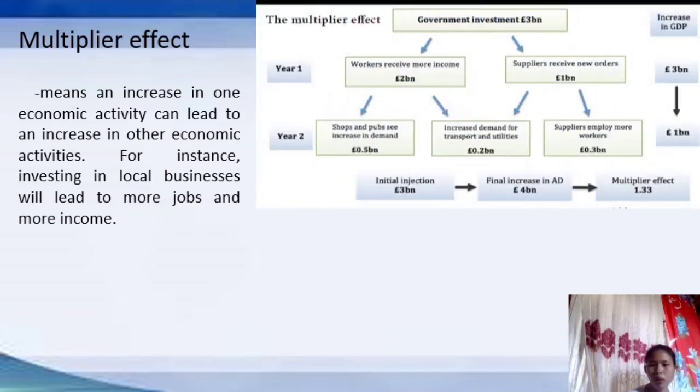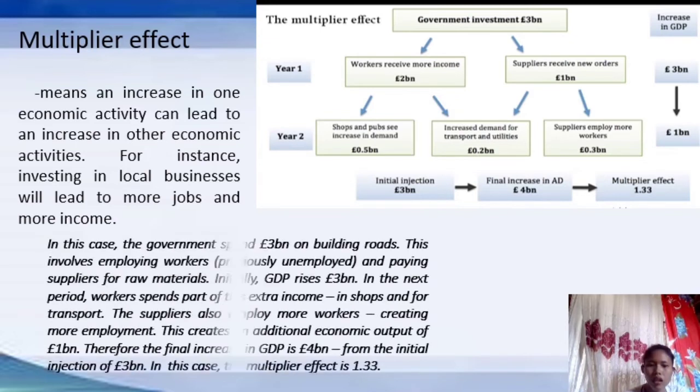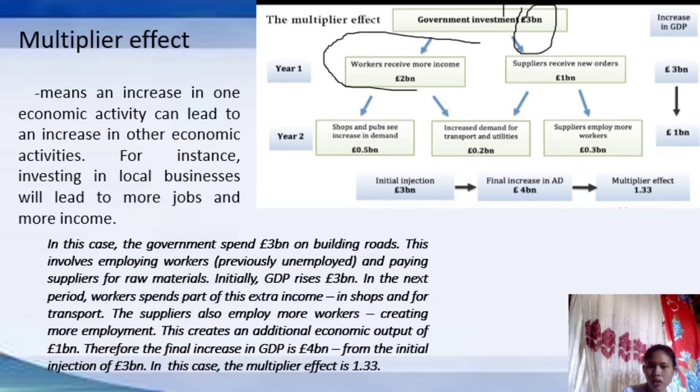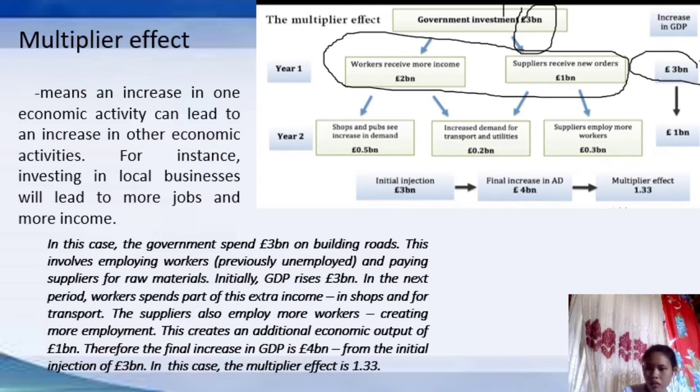Like in this example, the government is spending £3 billion on building the roads. This involves the workers and the suppliers, and the GDP rises by £3 billion.